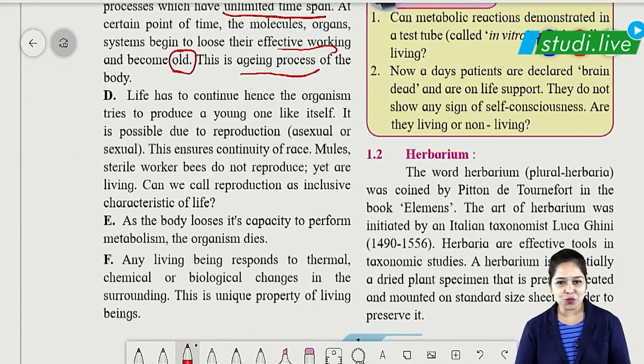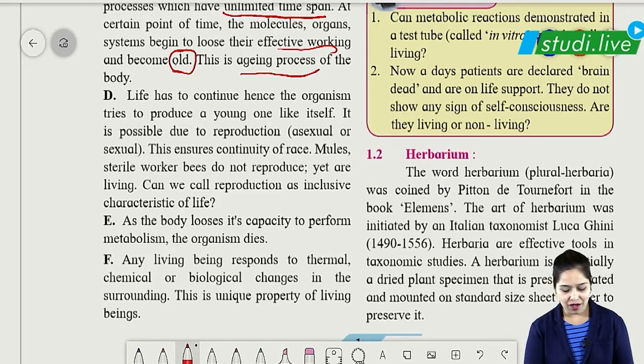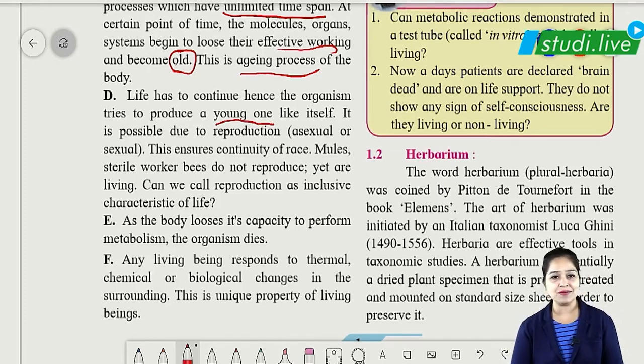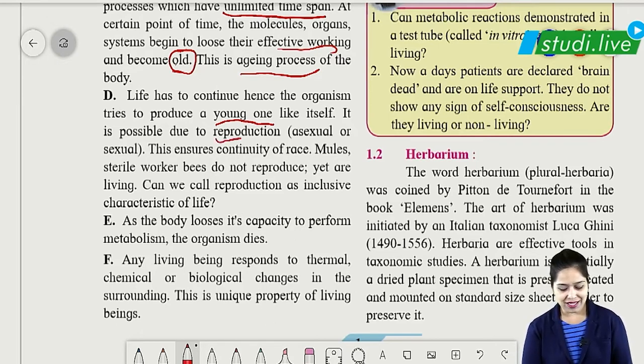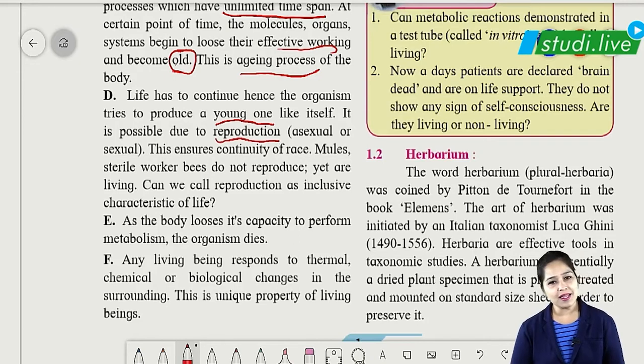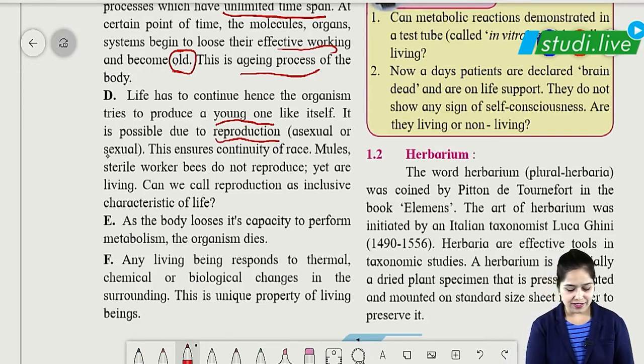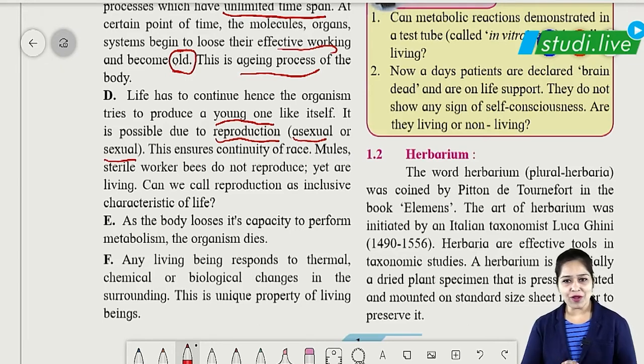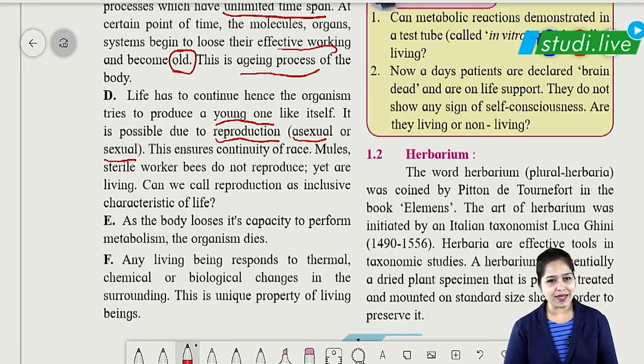So life has to continue before becoming old. What happens is, a living organism tries to produce a young one. So our parents have given us birth, which is a living organism trying to produce a young one like itself, and that process takes place by the process called reproduction. So reproduction, when two parents are involved, is sexual, and when one parent is involved, it is asexual. So we'll say that for life to continue, reproduction is very necessary.